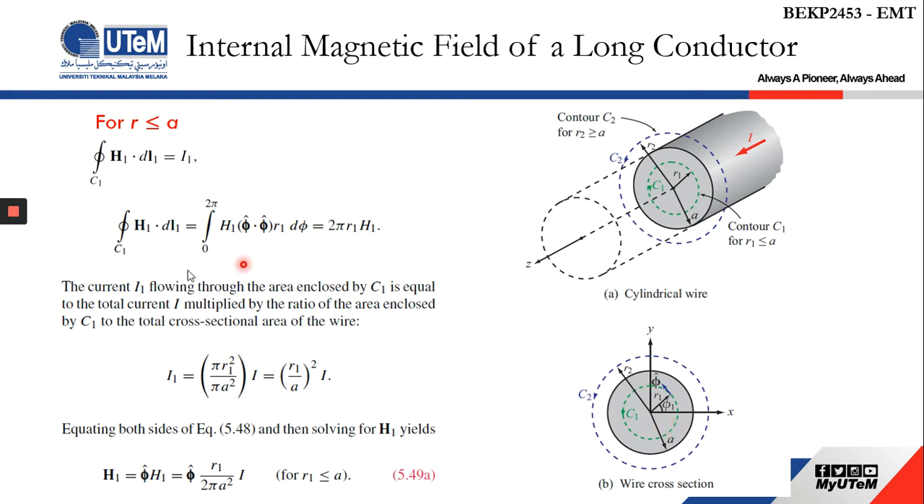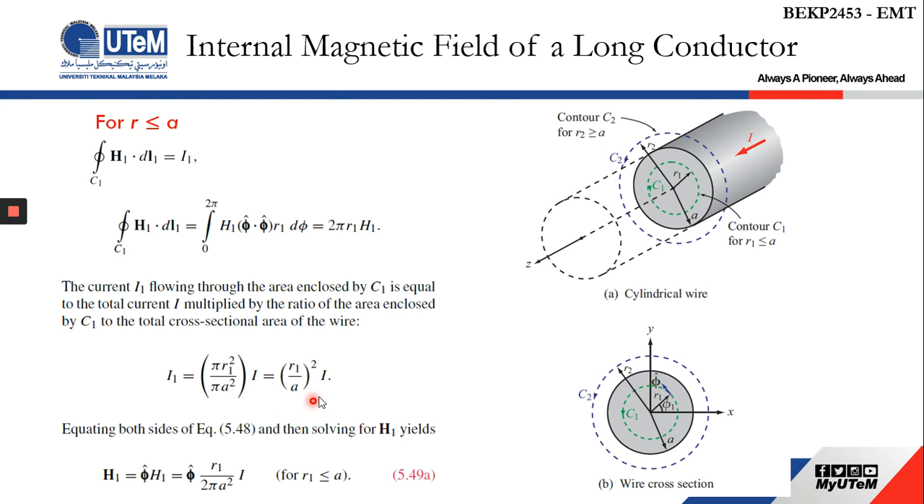An important thing to note is that the current I1 flowing through the area enclosed by C1 is equal to the total current multiplied by the ratio of the area. So if R1 is less than A, the total current is a ratio of the current flowing inside the green dashed lines divided by the current flowing in the whole conductor. Since the area of a circle is pi r squared, I1 is equal to pi R1 squared, the area of the small green circle, divided by pi A squared, the area of the conductor. So we can cancel pi and pi, and then we need to multiply with I. I is the total current flowing in the conductor. So we cancel pi and we get R1 over A, and we take the square out to get this portion here.